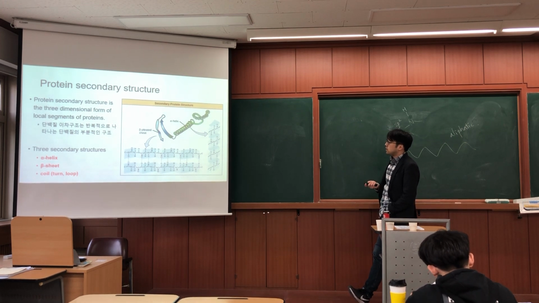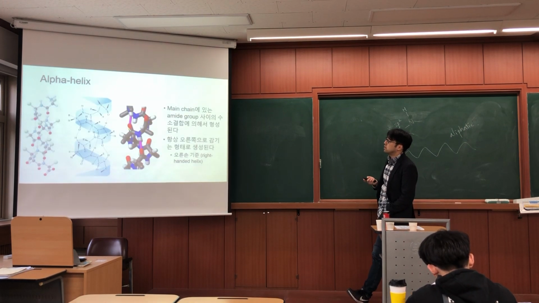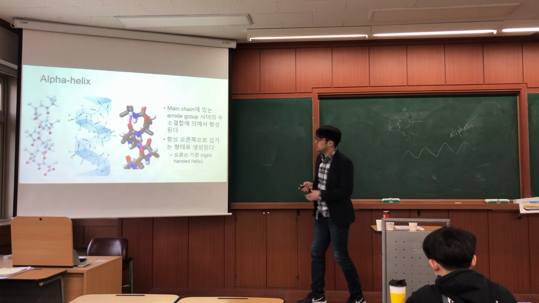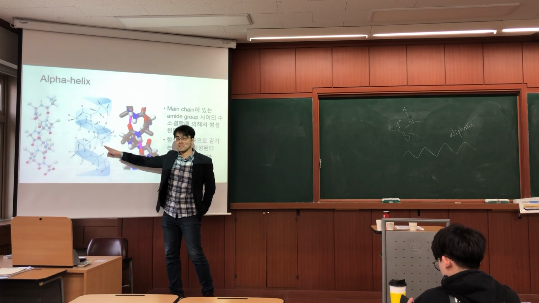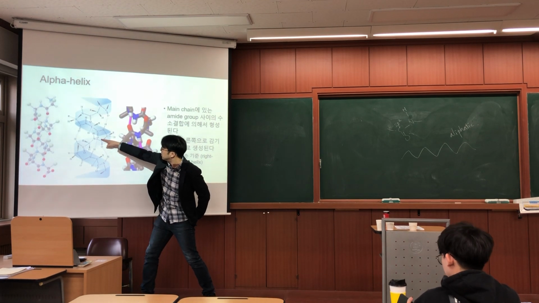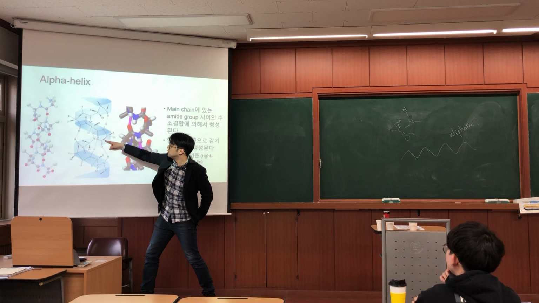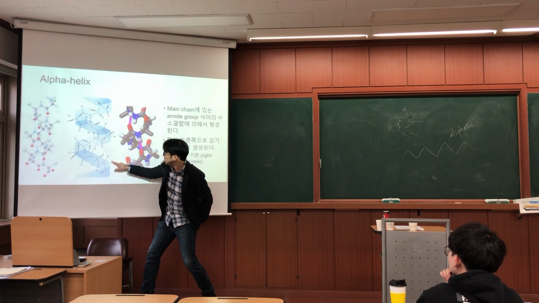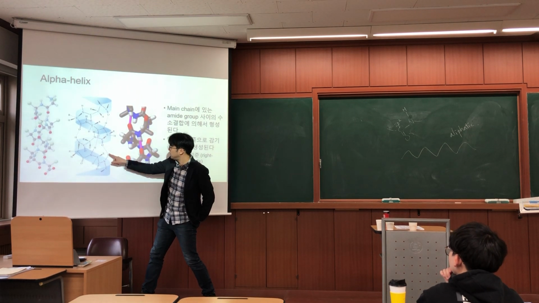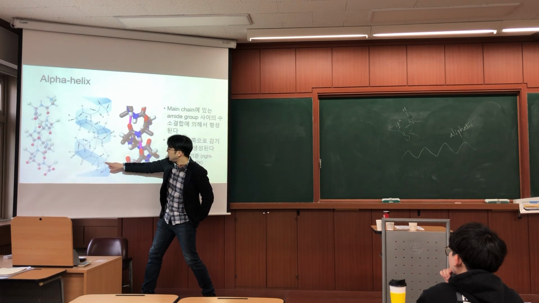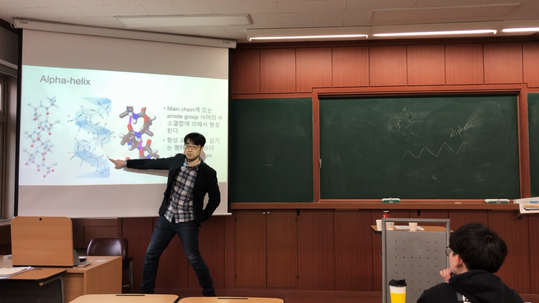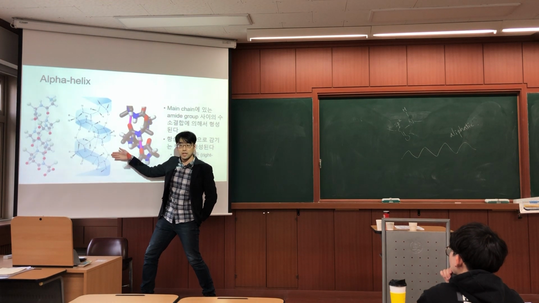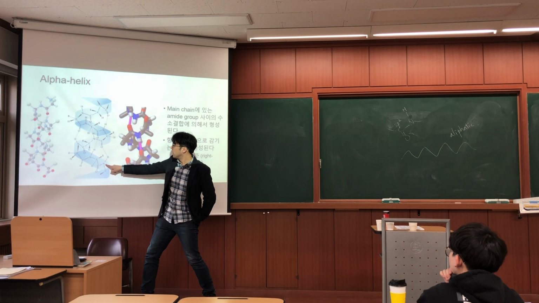If you look at the alpha helical structure more closely, it looks like this. Here the dotted lines are hydrogen bonds. You see there's a C double bond O. As you can see, this is the peptide bond. When N and H are connected, H becomes positive, right? Because N likes electrons, so it is negatively charged, and this one becomes positively charged.